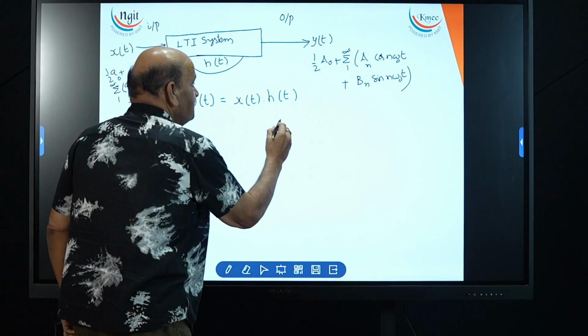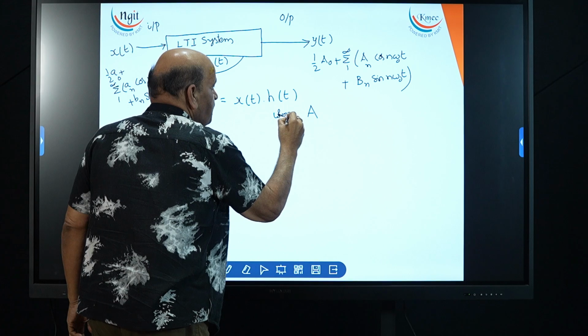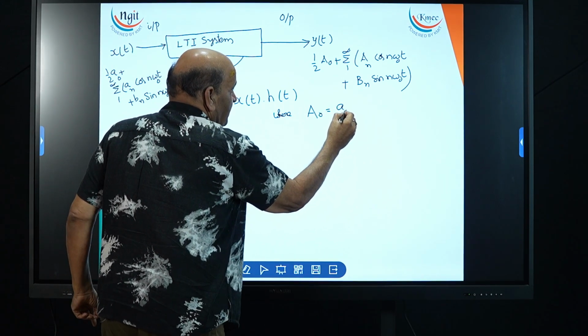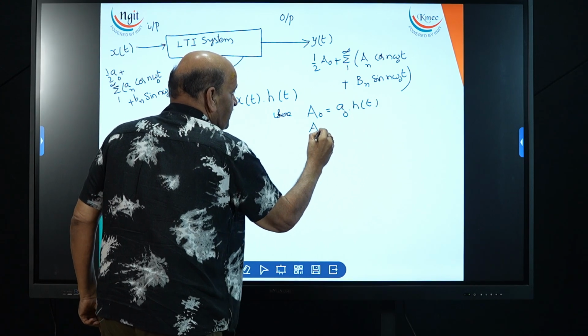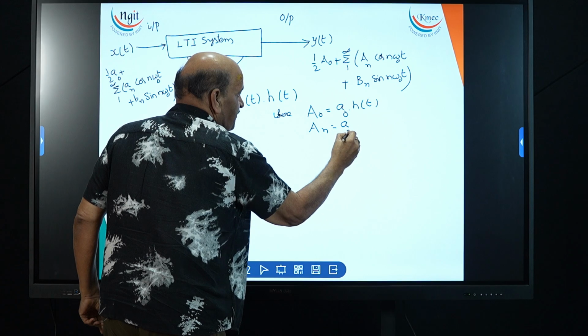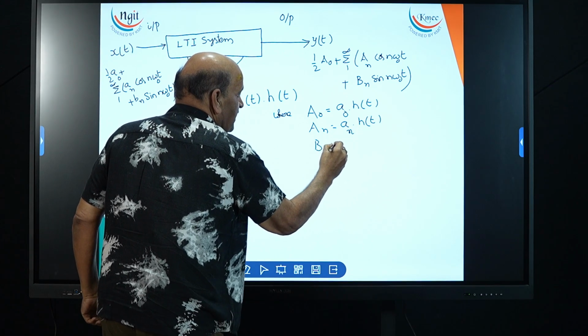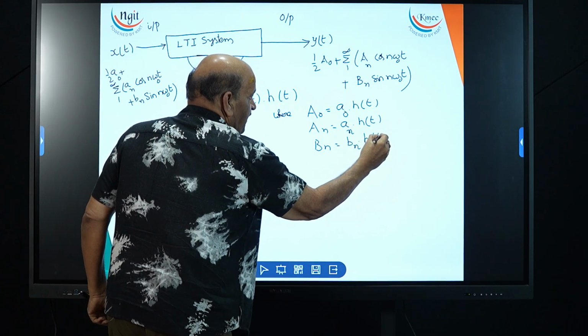Here, A naught equals the corresponding previous a naught multiplied by the system response. An is the previous corresponding an multiplied by the system response. Bn equals the previous bn with the corresponding system response.